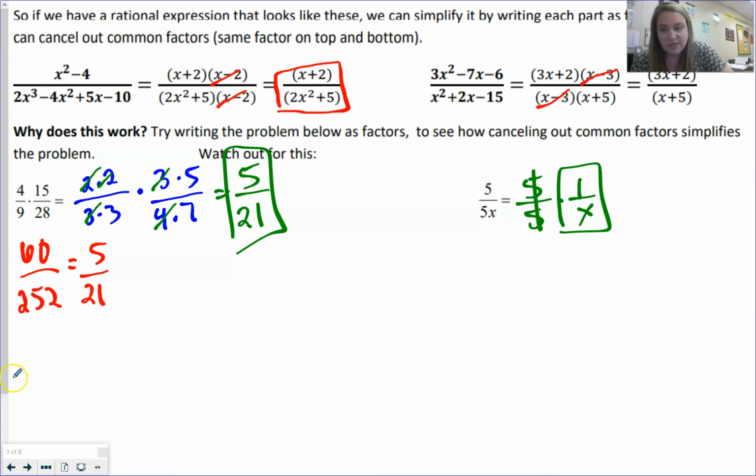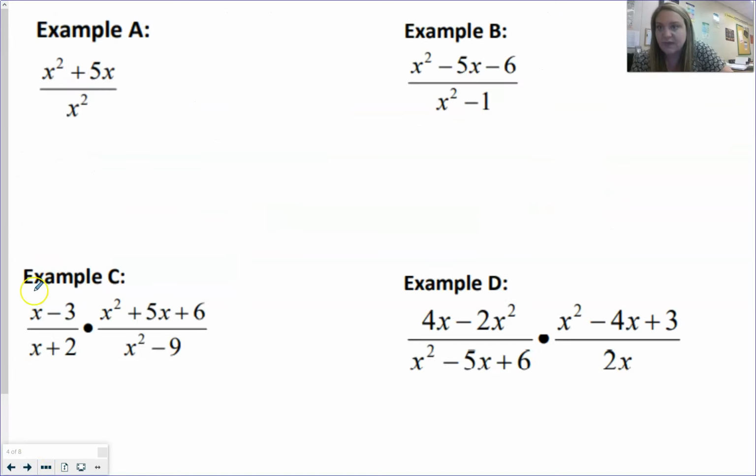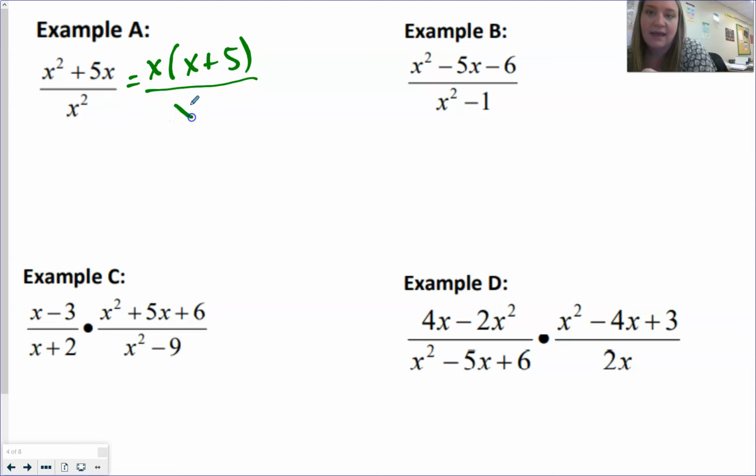Okay, so let's do some with rational functions. Here we go. x squared plus 5x over x squared. Let's simplify it. First things first, break it apart into as many factors as you can. My top, x squared plus 5x, I can factor an x out of both of those. I have x times x plus 5. My denominator is just x squared. I can split that up. I can make it x times x.